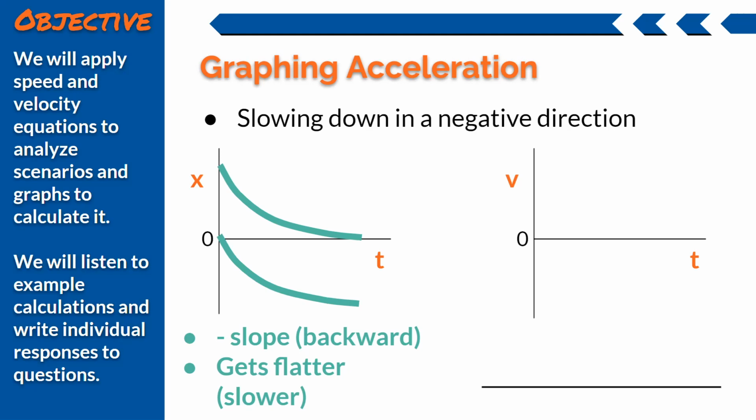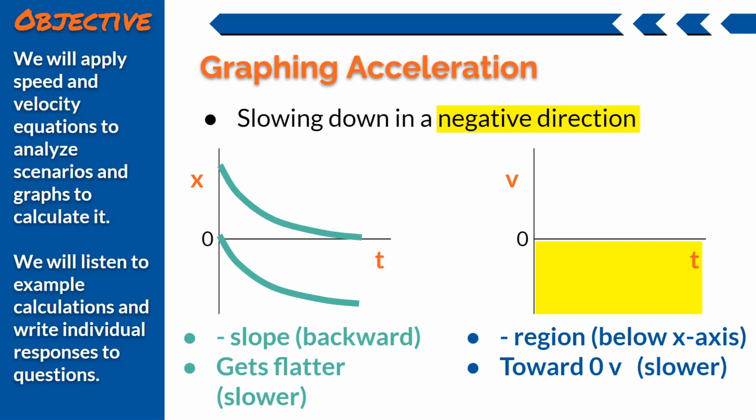On my VT graph, I need to draw my graph in the negative region of the graph to show that I'm moving in the negative direction. And in order for me to show an object that is slowing down, it needs to approach 0, because 0 means I stopped. And so this is what slowing down in the negative direction looks like. You'll notice it has a positive slope, which means it has positive acceleration, which again makes sense because I have negative velocity. If I'm slowing down, my acceleration needs to have the opposite sign.